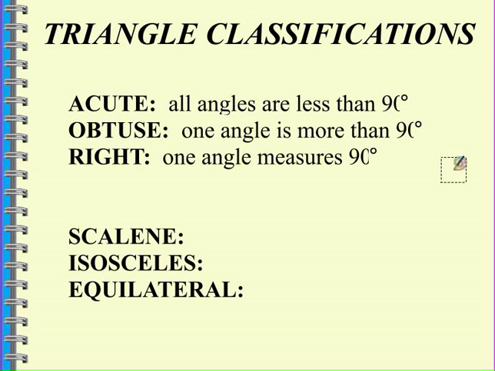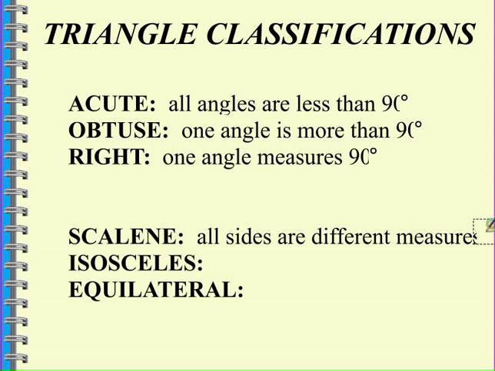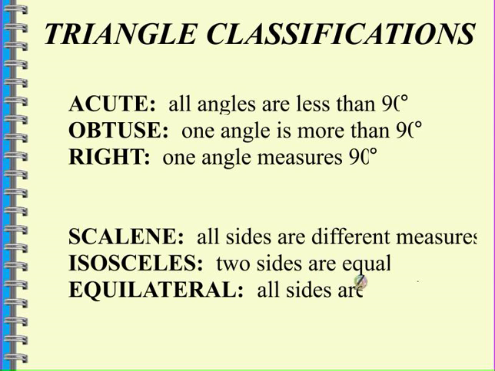These 3 are classified by sides. What's a scalene triangle? All sides are different. Okay, what about an isosceles? 2 sides are the same. And what about an equilateral? All sides are the same. And a little bit about an equilateral triangle. All sides are the same, which means that all angles are the same, and all angles are actually 60 degrees. Okay, so those, like I said, should be review. Okay, we've gone through those.